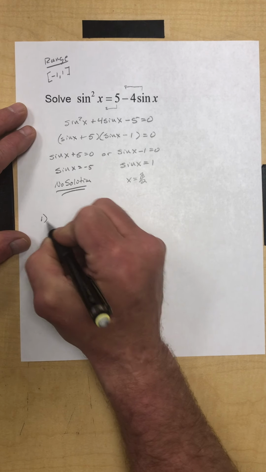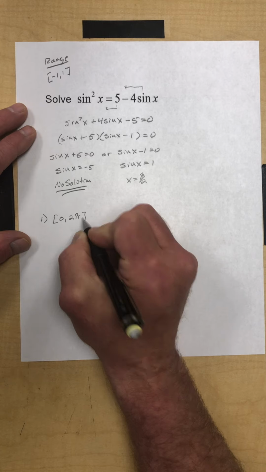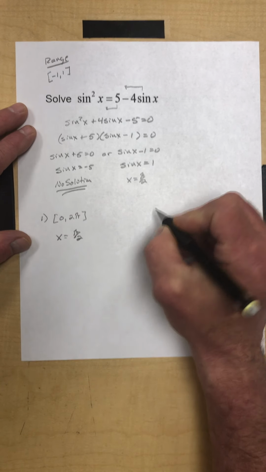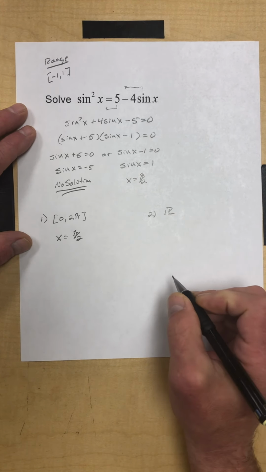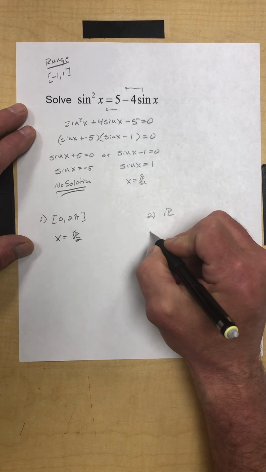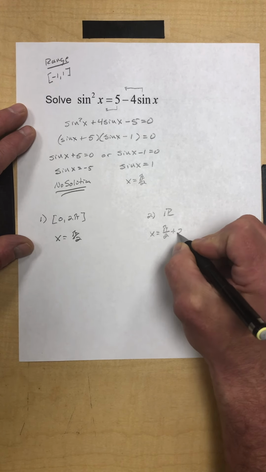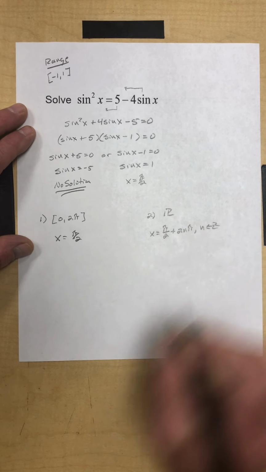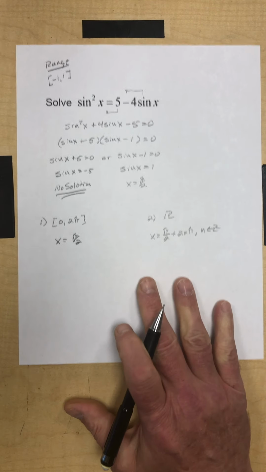From 0 to 2 pi, we just have one solution, x equals pi over 2. And then in the set of real numbers, we just keep adding even multiples of pi. So it would be x equals pi over 2 plus 2n pi, where n is an integer. Okay, easy enough. Okay, I ran across a problem yesterday.